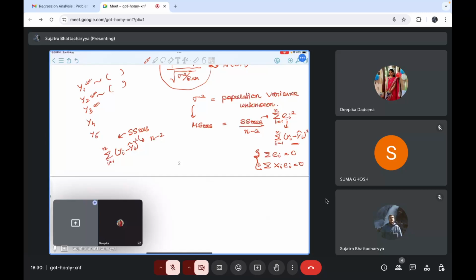Why these two constraints? Because ei is yi minus yi hat, and its sum is equal to 0. This cuts off one of the degrees of freedom. The independence is lost because there is a dependence here. Another is summation xi ei, which is also equal to 0. There are no other constraints. So these dependent parts have to be subtracted from the degrees of freedom. In the concept of degrees of freedom, you subtract the constraints from the actual number of independent parameters.